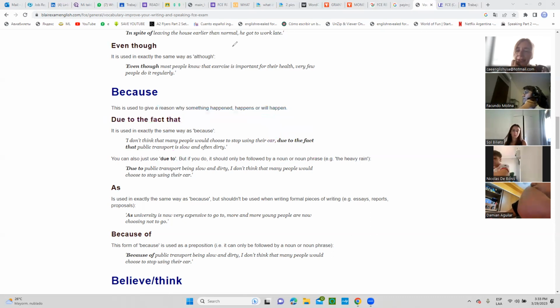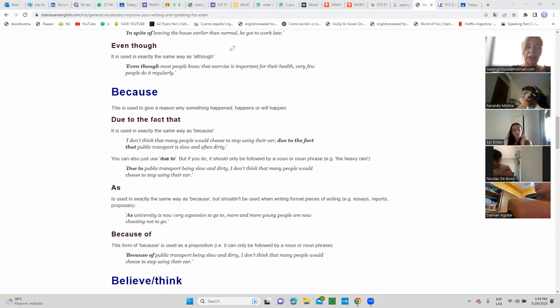Can you read the example, please, Sol? Yes. Due to public transport being slowly and dirty, I don't think that many people will choose to stop using their car. Okay, so take a look at this, kids.